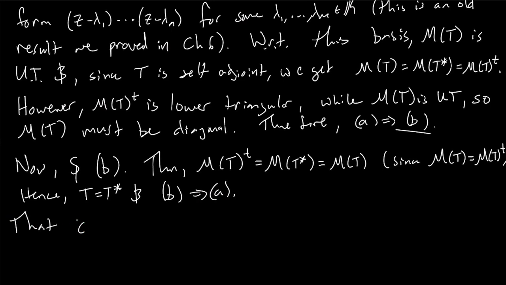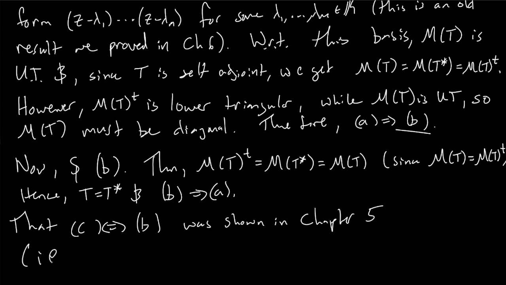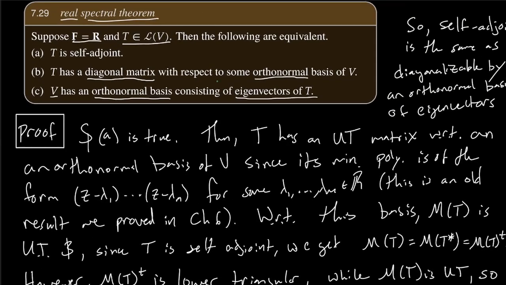That C and B are equivalent was shown in chapter 5. If you recall this, going back up, diagonalizability was the same as there being a basis of eigenvectors, right? So if we're diagonalized by an orthonormal basis, well then that basis is all eigenvectors.